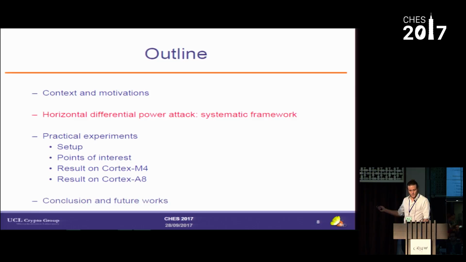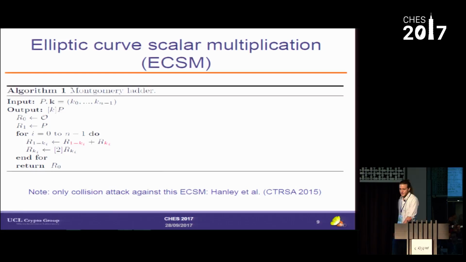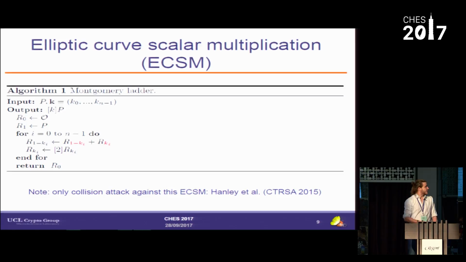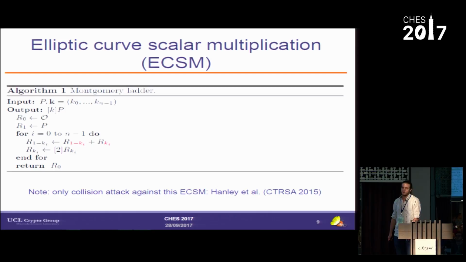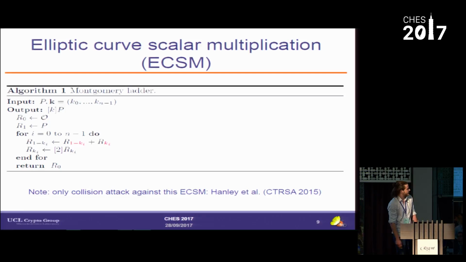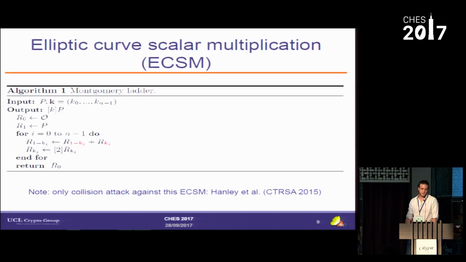First of all, as we target scalar multiplication, we need a scalar multiplication algorithm. In this work, we consider the Montgomery ladder implemented in this way, which is a fully regular scalar multiplication. And we also consider the small trick shown by the red line, the red small dot writing. And just for the record, to my knowledge, there is only one collision attack that works on this particular scalar multiplication algorithm implemented this way, which was presented 2 years ago in CT-RSA.